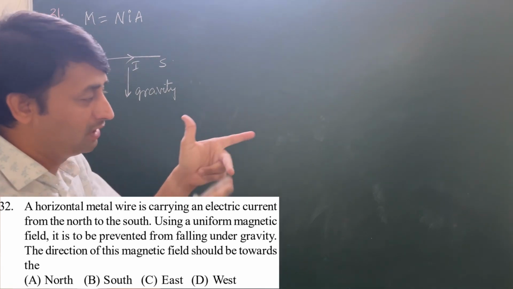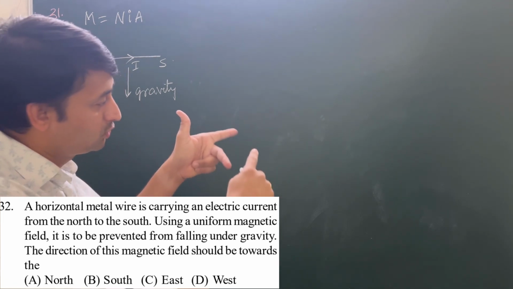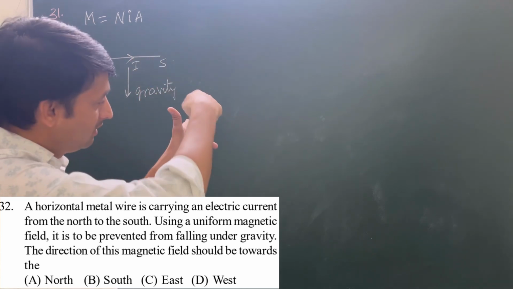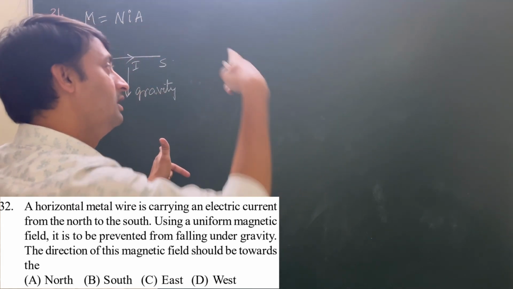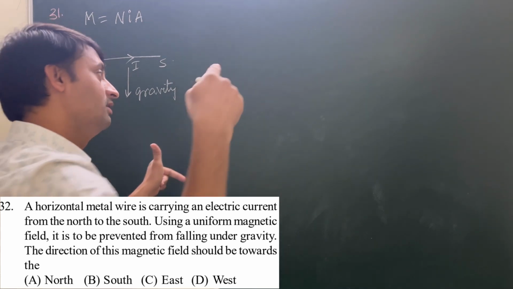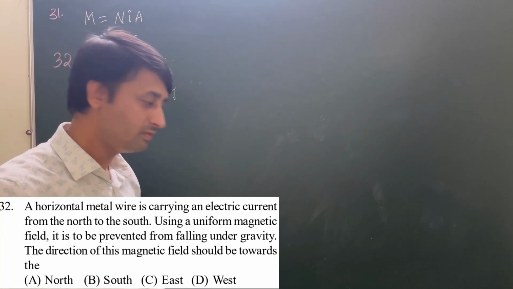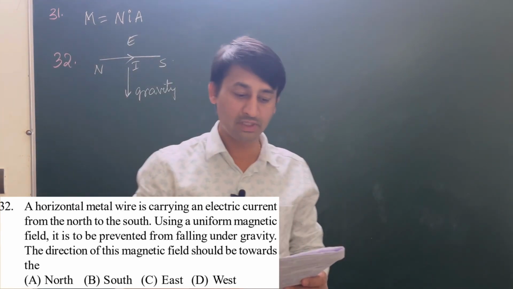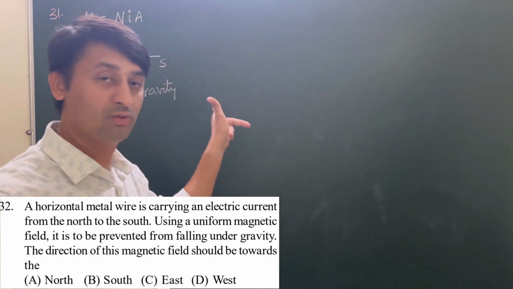Current is from north to south and the magnetic field should be inwards now. For the force to be upwards, the magnetic field should be inwards. That means north, south, east, west. That means the magnetic field should be towards east. Okay, option C is the correct answer. It should be towards east. Magnetic field should be towards east.